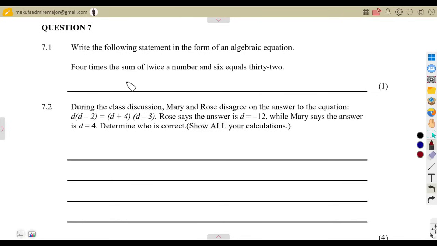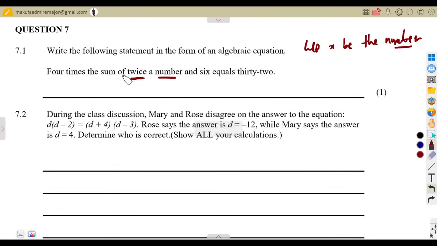Question number 7, we are given, write the following statement in the form of an algebraic equation. 4 times the sum of twice a number. Which number is it? We do not know about this number, so I'm just going to let x be the number. Let x be the number. So if x is the number there, what does it mean from this part? They are saying 4 times the sum. Let's start with the sum. 4 times the sum of twice the number.